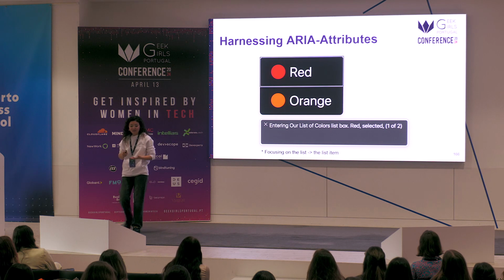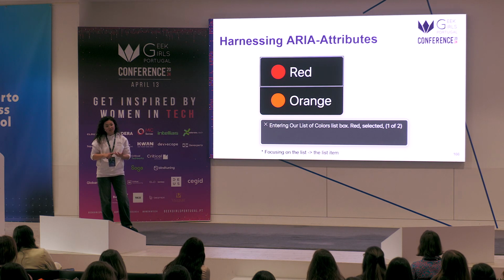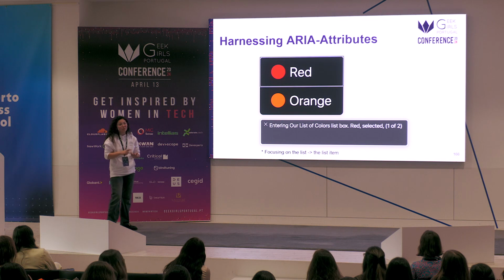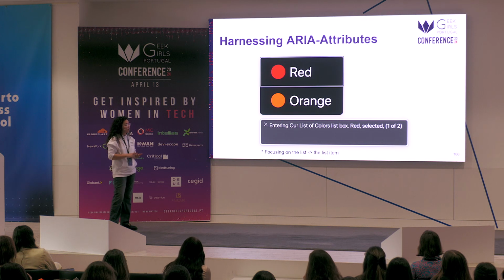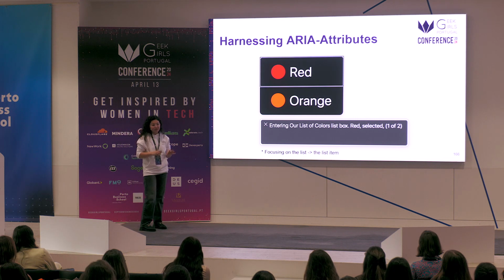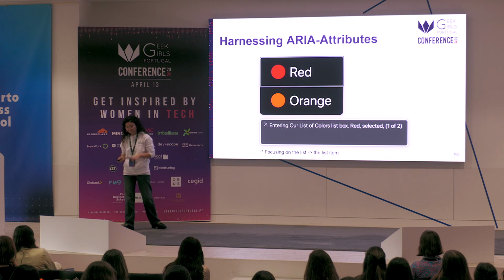It knows that it's a list. It knows how many items it has. It knows which item is selected and the content of each item. So now we have a truly accessible list.